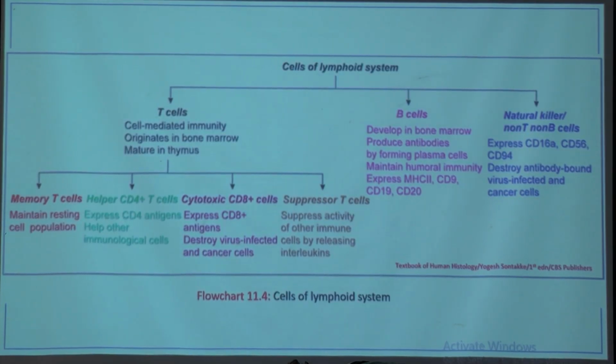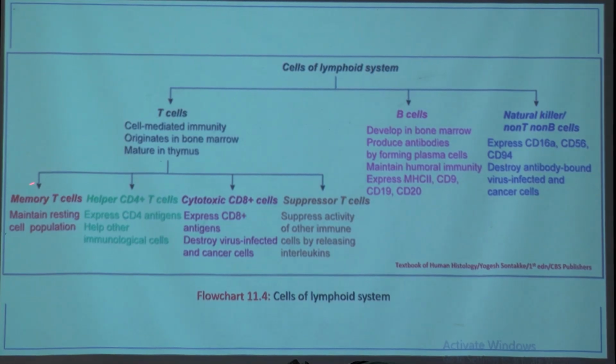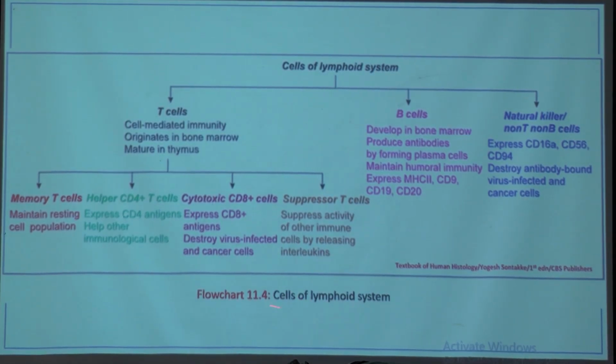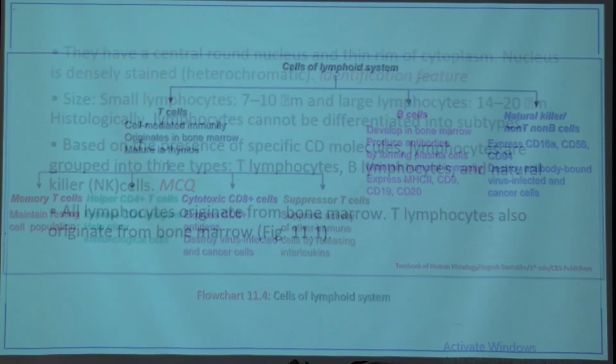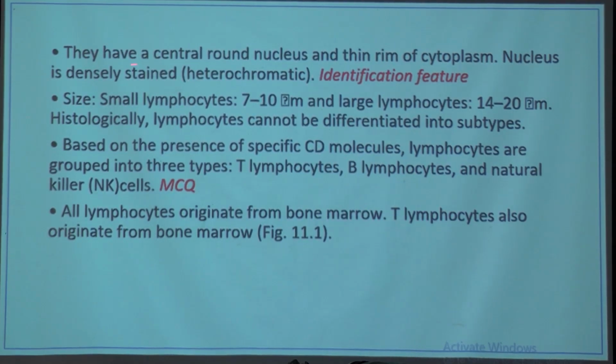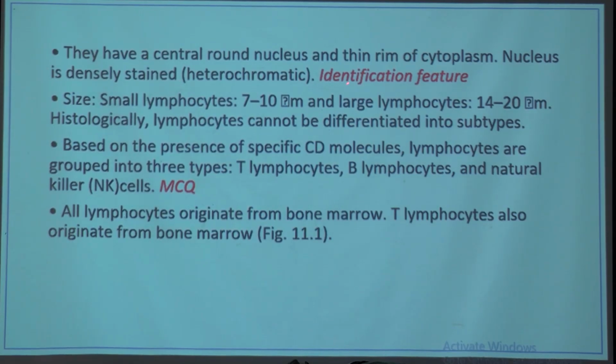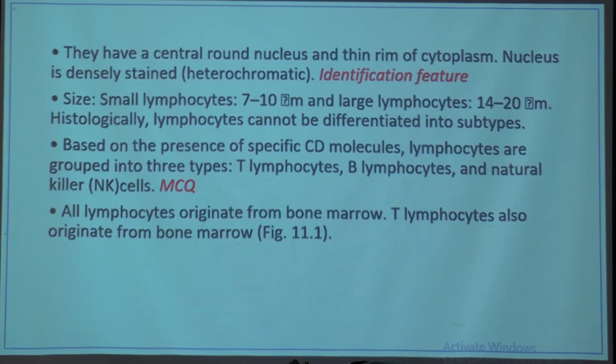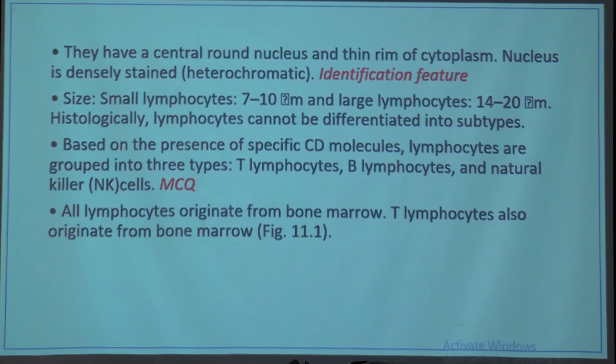Now, these are the cells of the lymphoid tissue. They have a central round nucleus and a thin rim of cytoplasm. The nucleus is densely stained, heterochromatic. Identification features: size, small lymphocytes 7 to 10 micrometers and large lymphocytes 14 to 20.